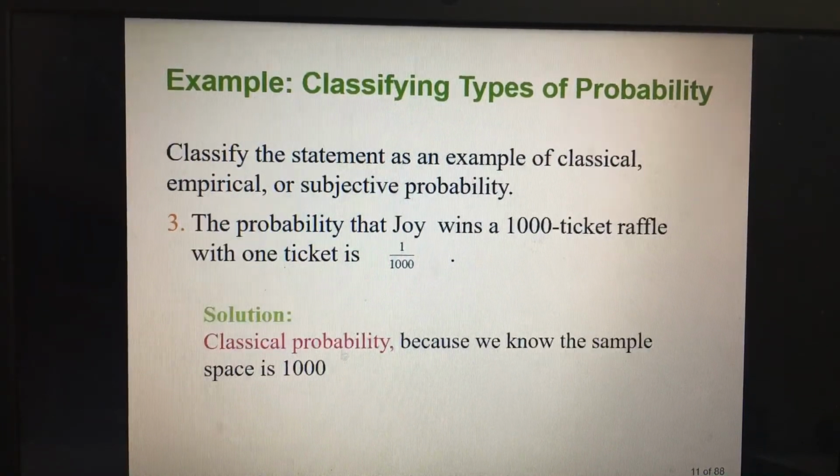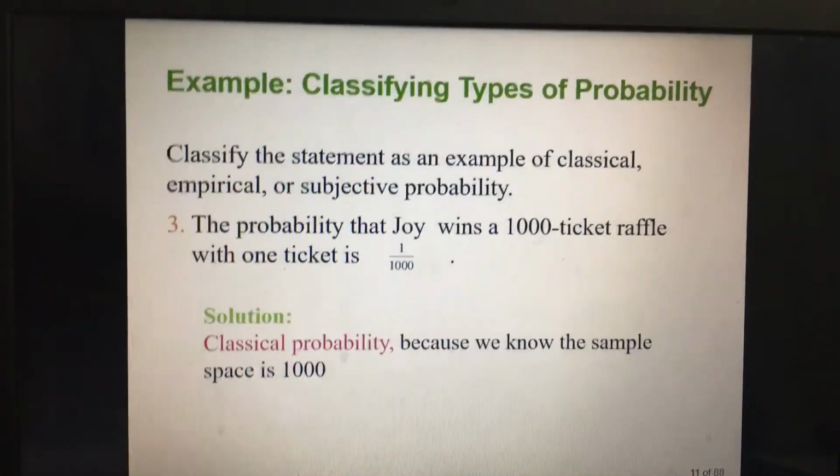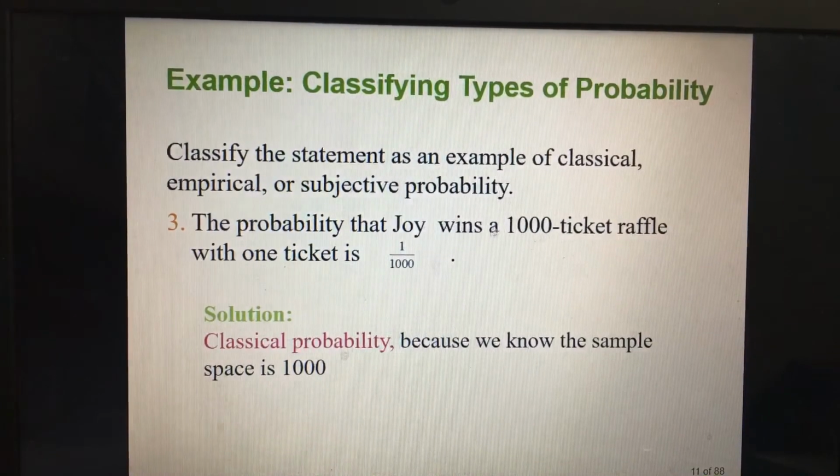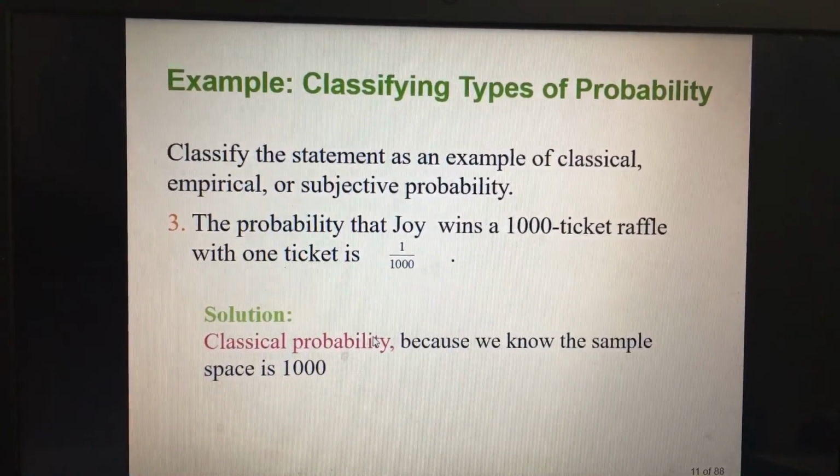How about this? The probability that Joy wins a 1,000 ticket raffle with one ticket is 1 out of 1,000. So this one, we know the sample space to be 1,000. In this case, we say that it is classical since we now know the sample space.